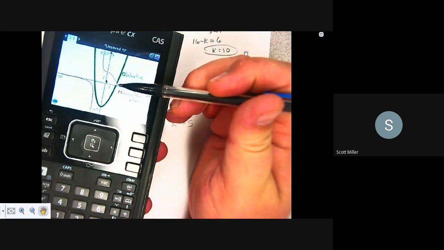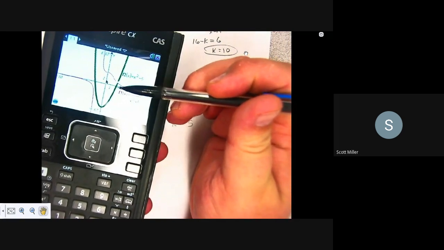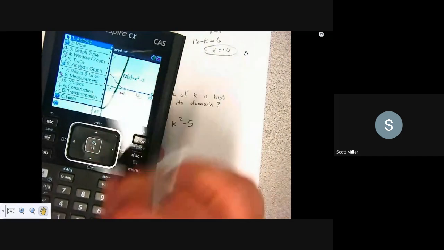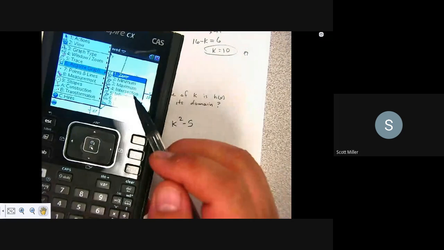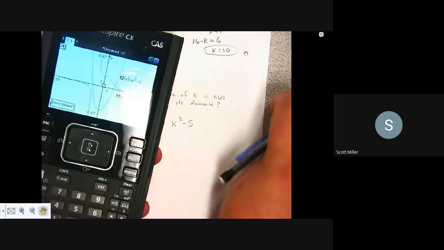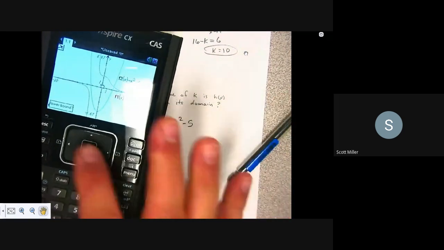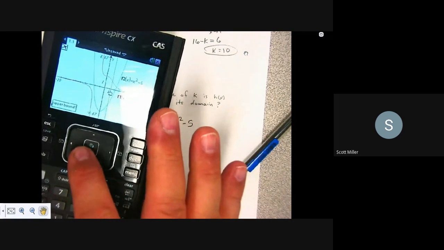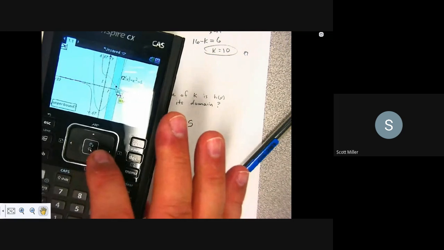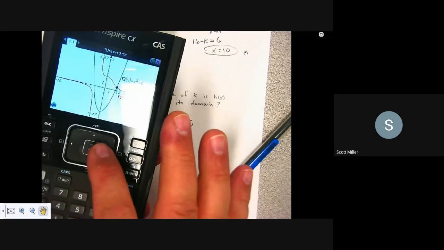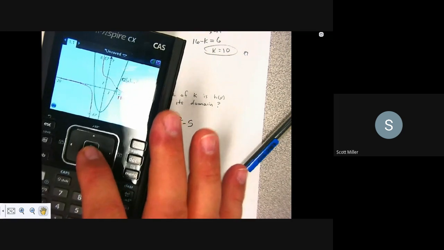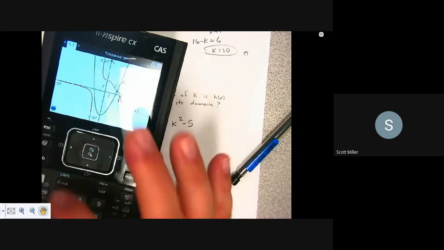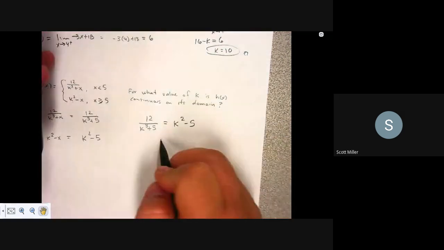Okay, so let's go through the process here of finding that point of intersection. Remember, we go over here to the menu button. We're going to analyze our graph, and we're going to look for intersection, number 4. Okay, and then it's just a matter of going through this process here. The lower bound, select, upper bound, select, and there's my value right there. I can grab it. I can move it so I can see it. And there you go.